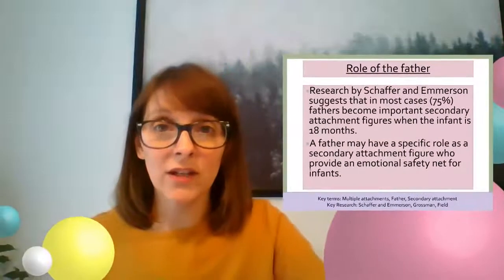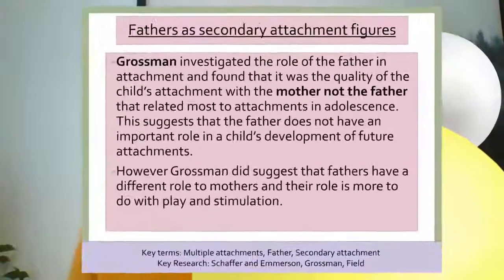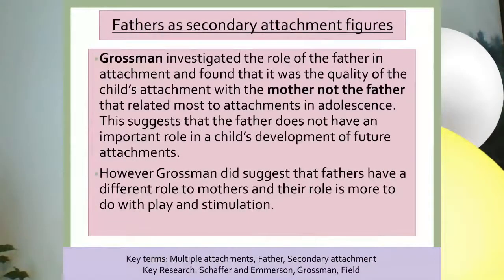There has been more research into the role of the father in terms of secondary attachment. So we've got some information here. Grossmann investigated the role of the father, and they found that it was the quality of the child's attachment with the mother, not the father, that was more important in terms of attachment long term. So they did a longitudinal study, and they found that the attachment that the infant had with their father wasn't really important in terms of whether a teenager was able to form an attachment and the type of attachments that they formed from being an infant to a teenager. So this shows that the mother is actually more important as a primary attachment figure than the father.